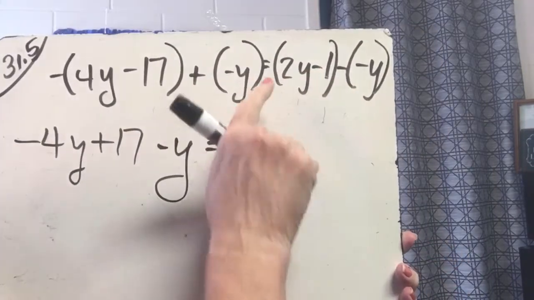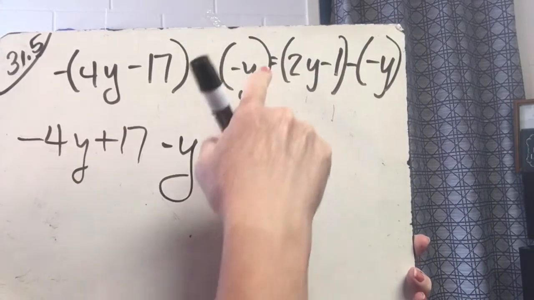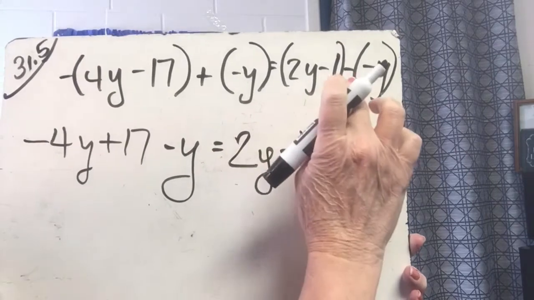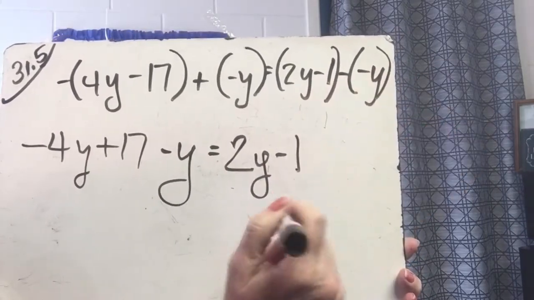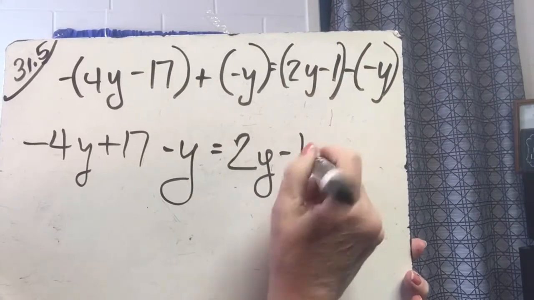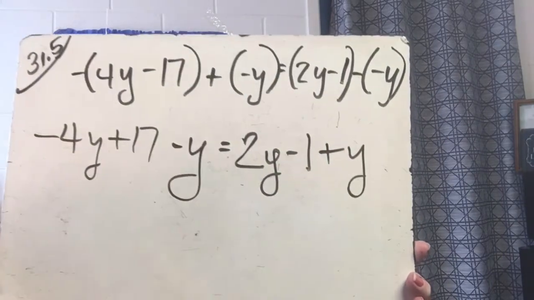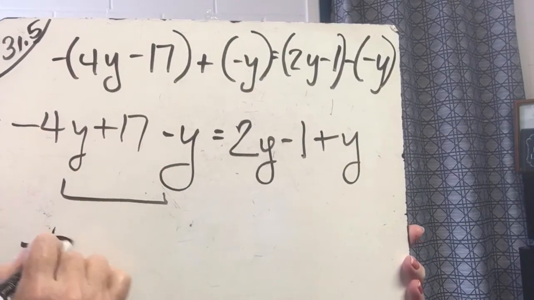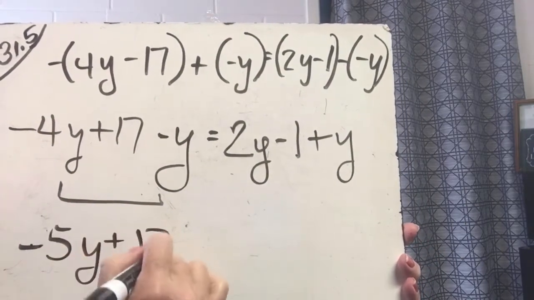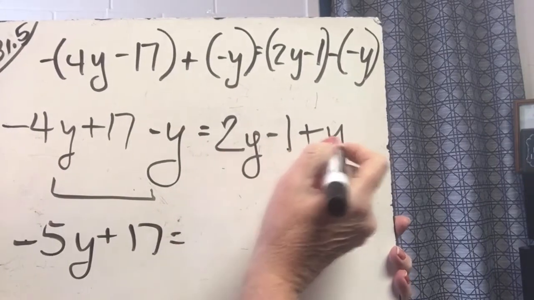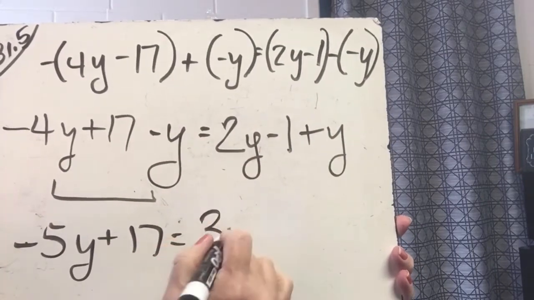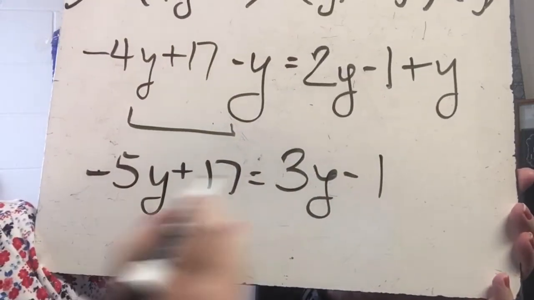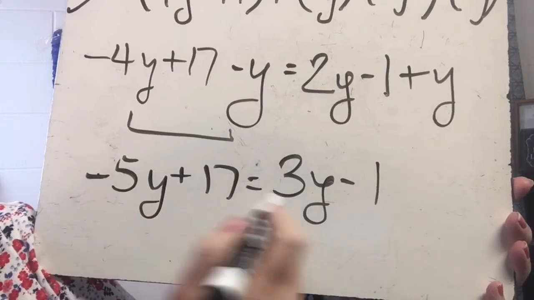Now on the other side, I just have nothing in front of the parenthesis. Nothing is being distributed, so I'm just going to take that parenthesis off. But here I have a minus a -y, which is a -1 times a -y, which is a +y. Okay, so now these two are like terms, and I'll get a -5y plus 17, and then 2y and y are like terms, so I get a 3y minus 1.